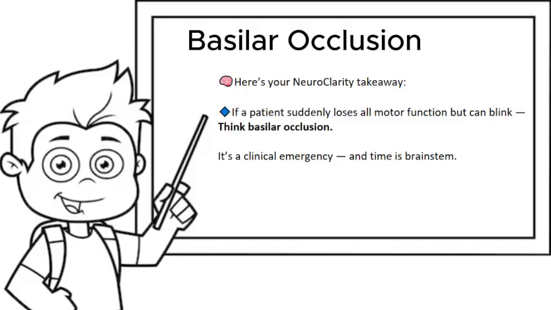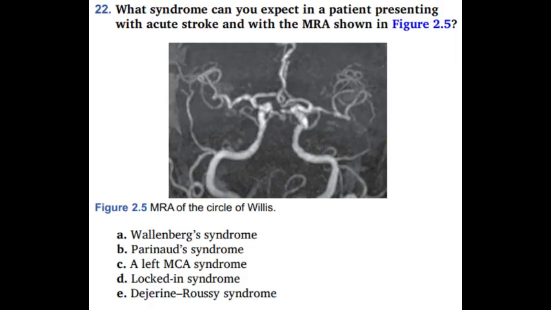Take home points. If a patient suddenly loses all motor functions but can blink, think basilar occlusion. This is a clinical emergency, and remember, time is brainstem. That being said, from our options, our answer is option D, the dreaded locked-in syndrome.